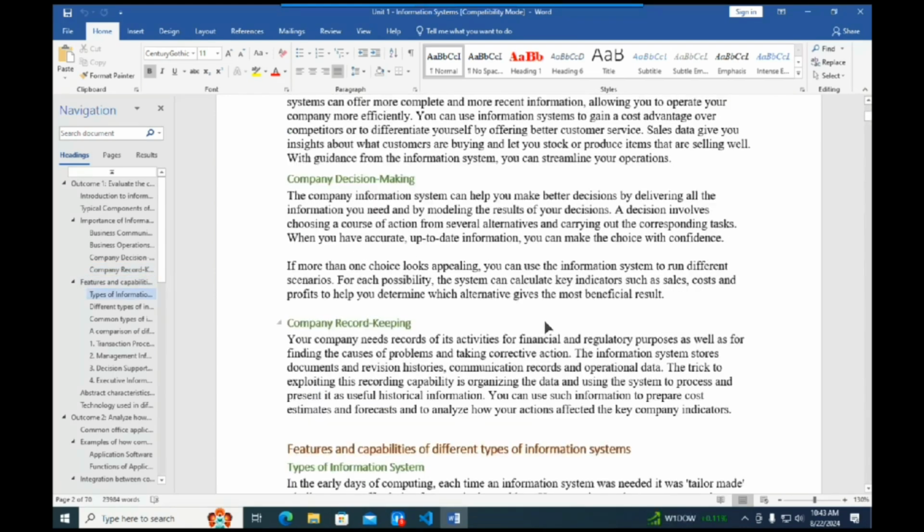The third is company decision making. For you to be able to make a decision as a company or a manager of a company, you are going to rely on the information that you have, so that you can use that information to model the results of your decision, or to foresee the results. So a decision most of the time involves you choosing what action to follow from a given number of alternatives. You have three options, but you have to decide which option you're going to follow.